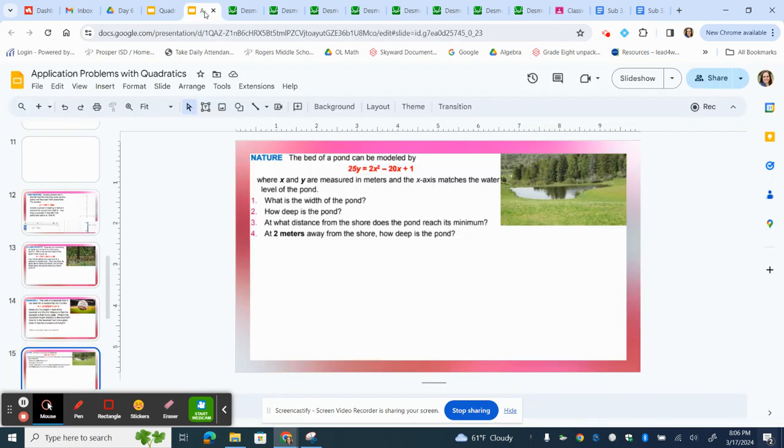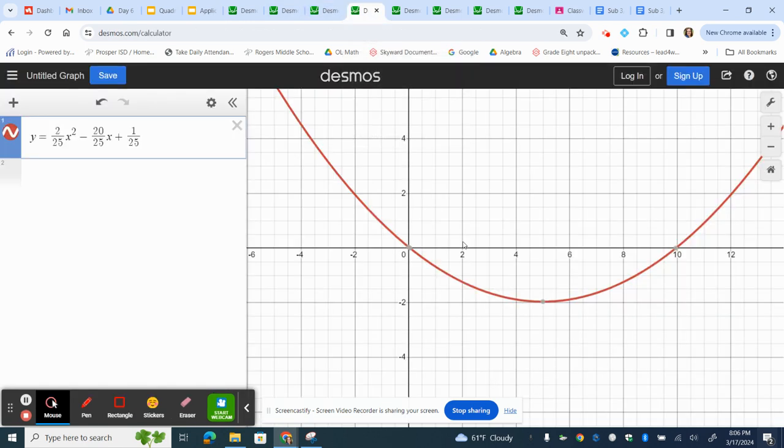And then the next question was, at 2 meters, how deep is the pond? So 2 meters. Here's 2 meters. How deep is the pond? So let's go ahead and go down to 2. There we go. It's about 1.24 meters deep.